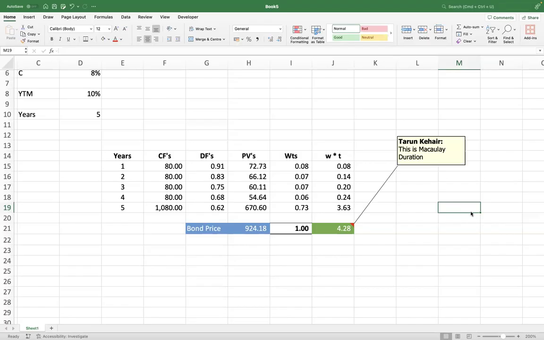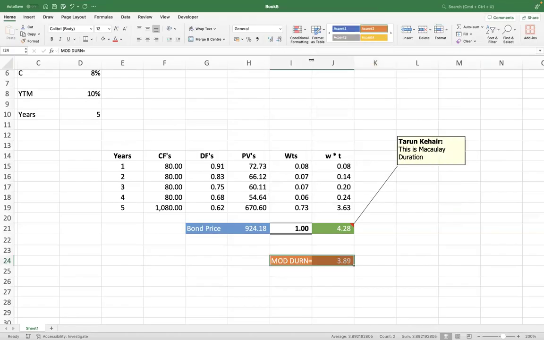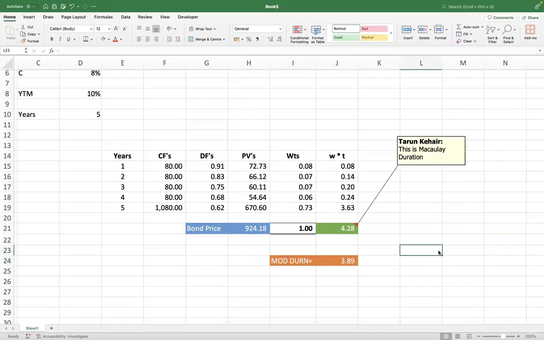Okay, na? Now to get the modified duration, we just take the Macaulay duration and divide it by 1 plus yield estimate. So you get your modified duration as what number? 3.89, which means what? Now this essentially means that a 1% change in the yield will cause a 3.89% change in the price. So ideally, should we not test if this is true or not?